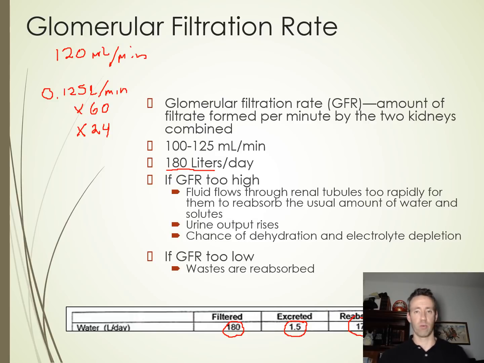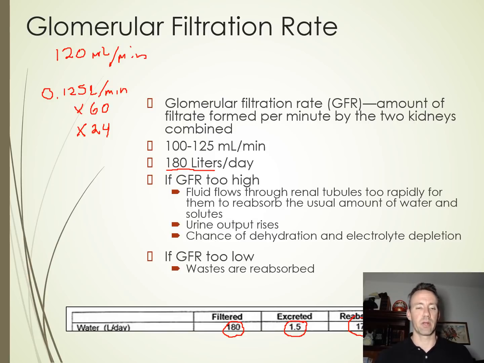That's the vast majority of what happens in the nephron, reabsorption. We reabsorb most of that, and ultimately what we excrete is just a fraction of all that, about 1.5 liters in total. So again, this emphasizes that reabsorption is one of the primary roles that takes place.